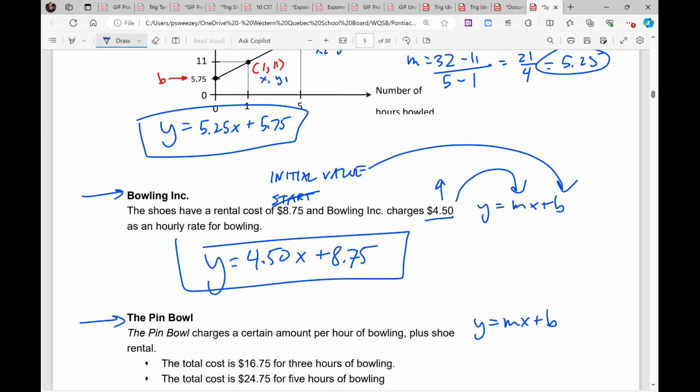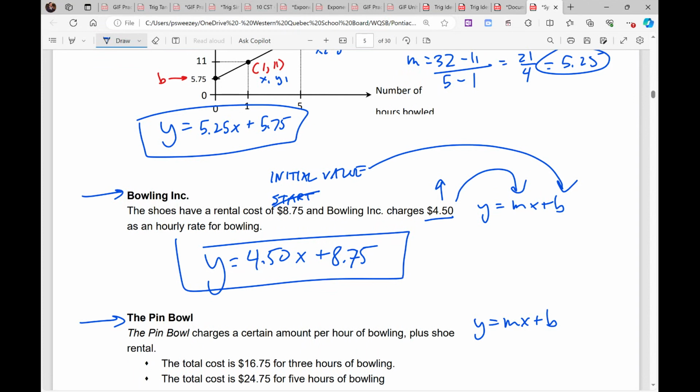Would not this guy here make sense? 525 and 575? Because I'm only going to be paying 525 plus 575. The rental fee for the shoes is cheap. Yes, the hourly rate is more, but the shoe rental is cheaper. So if I just go for an hour, this guy's only going to cost me 11 bucks, right? Whereas if I look down here, if I just went for an hour, we're talking about $13.25. But if you're just going for an hour, this guy's cheaper.